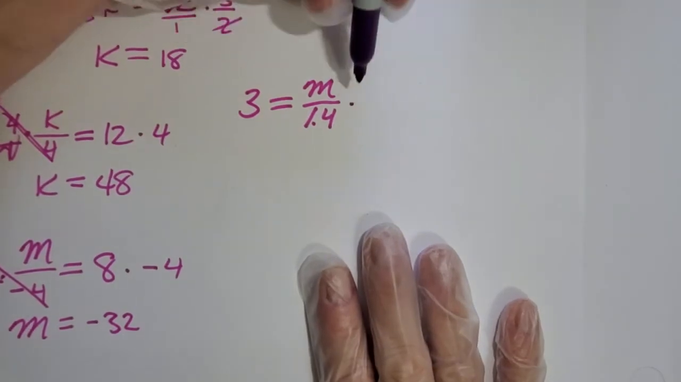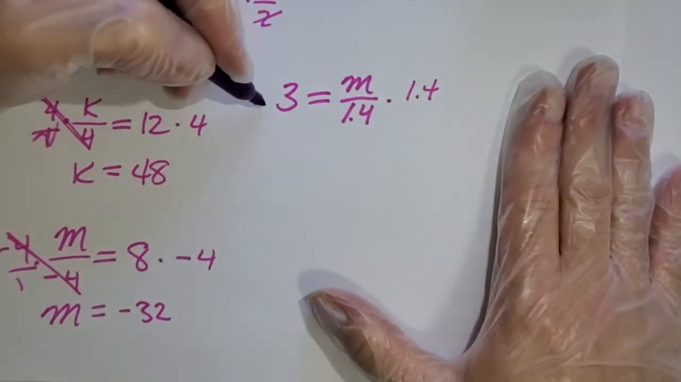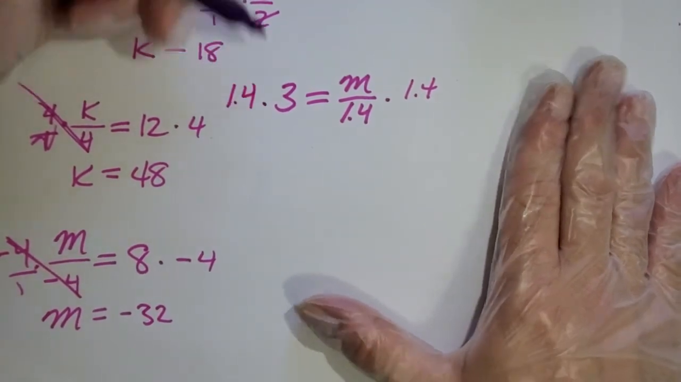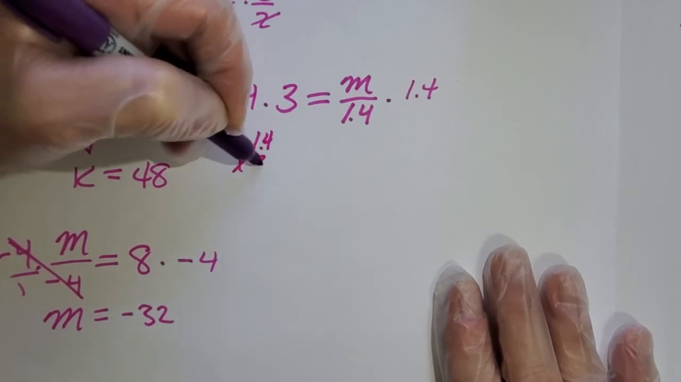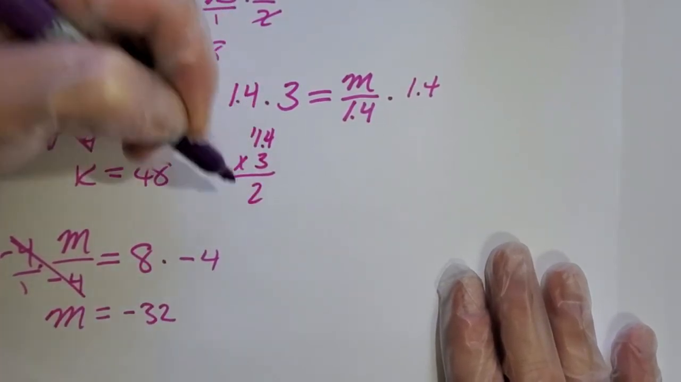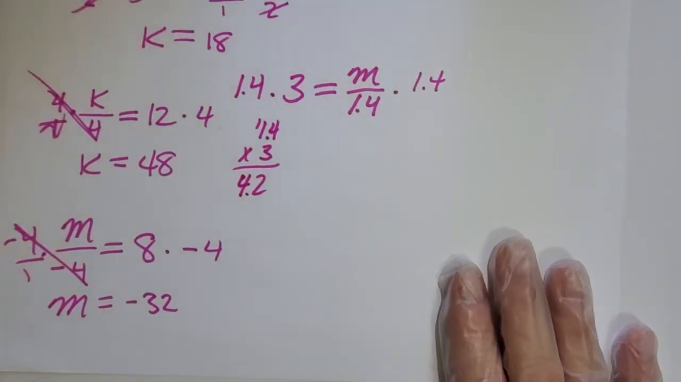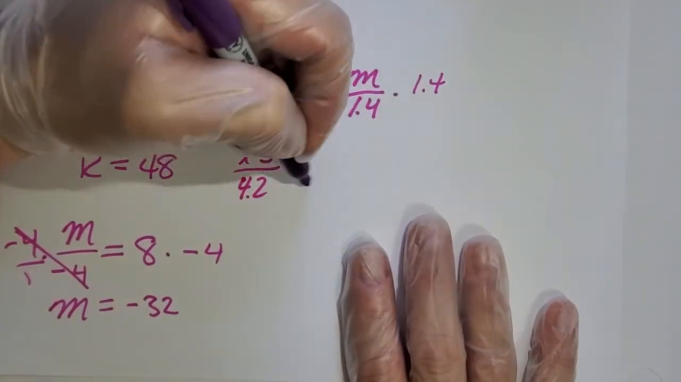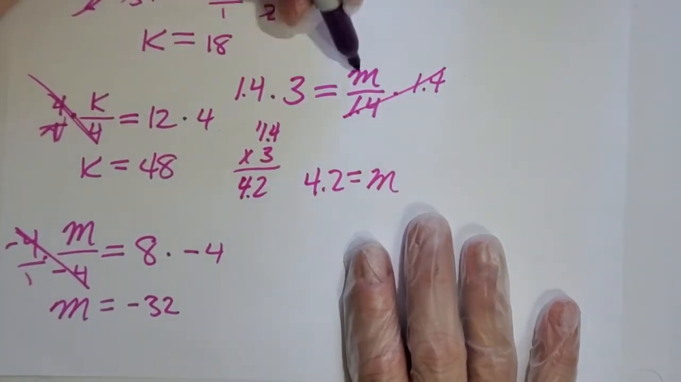opposite operation. So you're going to multiply by 1.4 to the right, you're going to multiply by 1.4 to the left. You can break out your calculator if you want. That's up to you. And these cancel. So it ends up being 4 and 2/10 is equal to the variable.